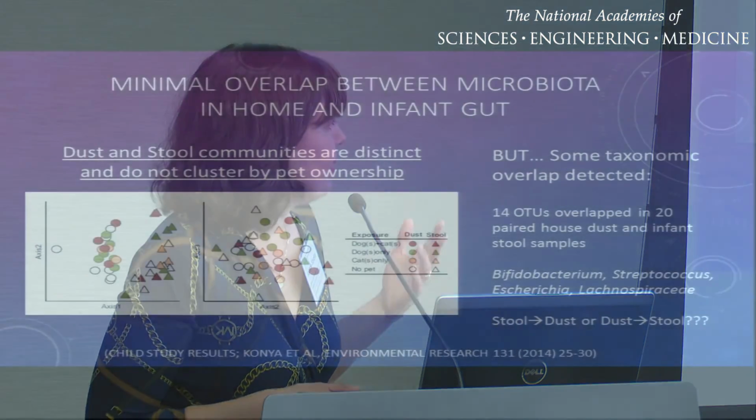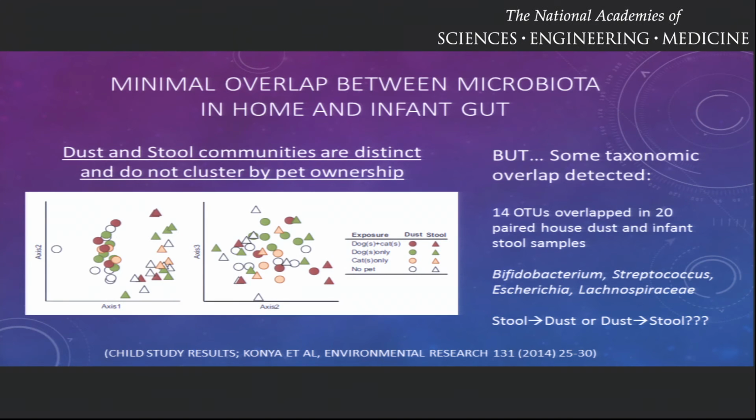Okay, and then here's another study. This comes from the CHILD study in Canada that looked at dust and stool communities and found that, of course, they look very different. The circles are dust, the triangles are stool, and there isn't a real clear clustering by pet ownership, yes or no. So these investigators did notice some taxonomic overlap. About 14 OTUs out of the hundreds that they detected overall overlapped in these 20 paired house dust and infant stool samples. But it's a little bit hard to know if it's stool to dust or dust to stool, which directionality the relationship really has. And just because there isn't tremendous overlap doesn't mean that the overlap that does exist isn't important. It quite certainly could be.